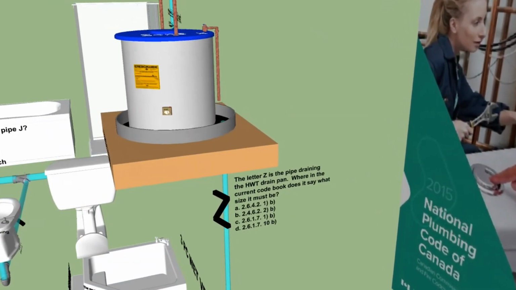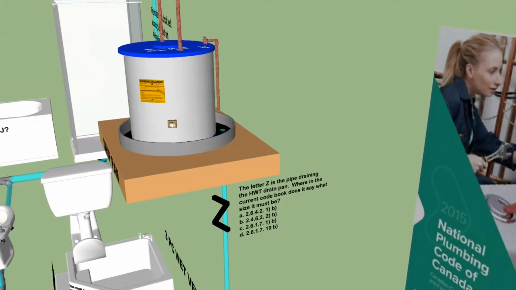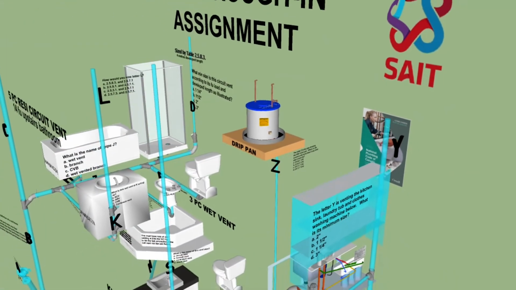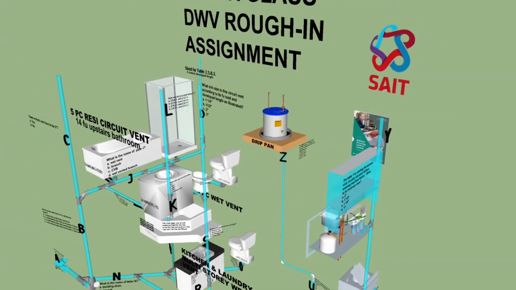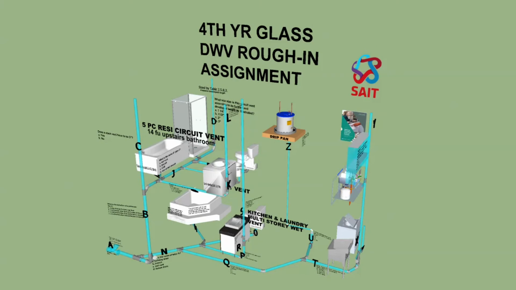And finally, Z. The letter Z is the pipe draining the hot water tank drain pan. Where in the current code does it say what size it must be? A, B, C, or D? Once again, you can find this in your Canadian National Plumbing Code book in version 2010 or 2015.